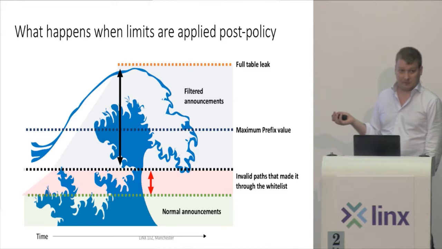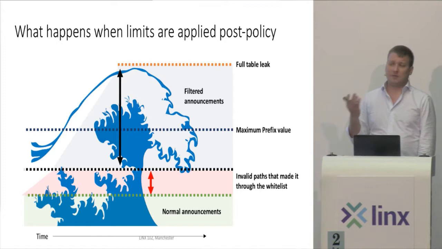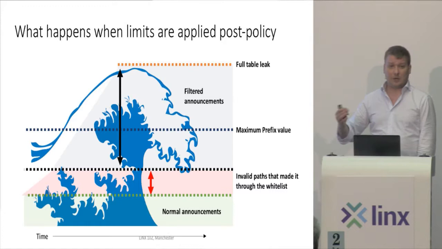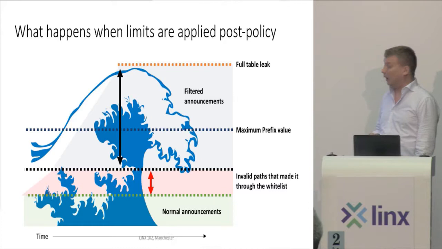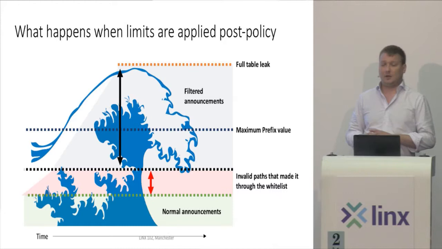NTT had this a few months ago where a customer leaked a full table to us. Our filters killed 97% of that. And because our filters were so effective, the maximum prefix value was never hit. And then for 1 or 2 hours, there was still a number of paths, a few hundred, via this leaking peer that should not have been there. In other words, pre-policy and post-policy maximum prefix limits have very different consequences for the safety of your network.